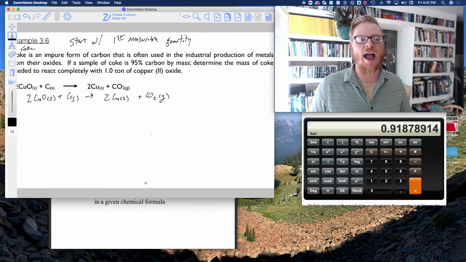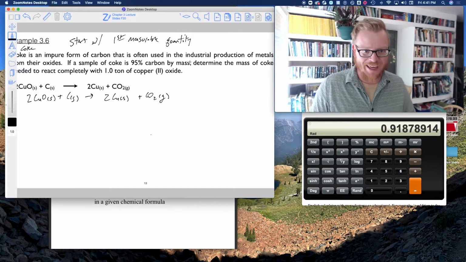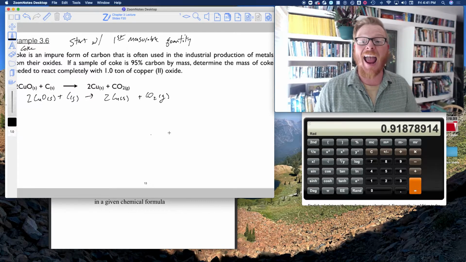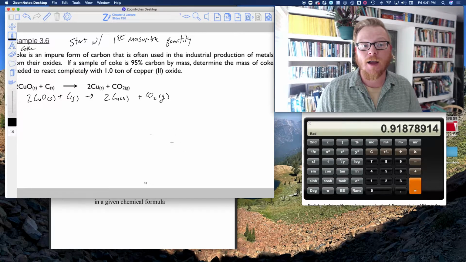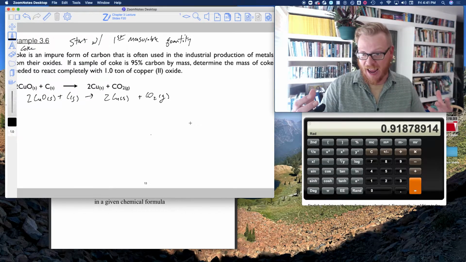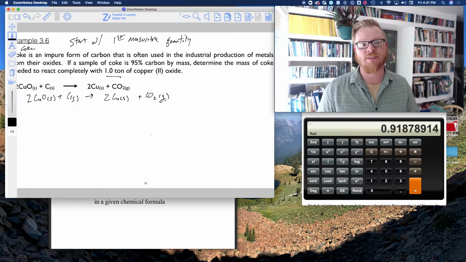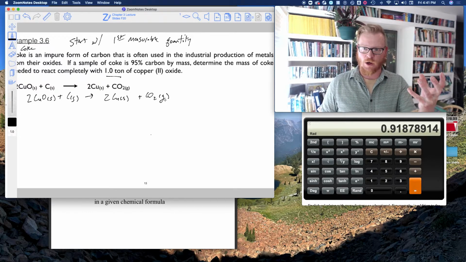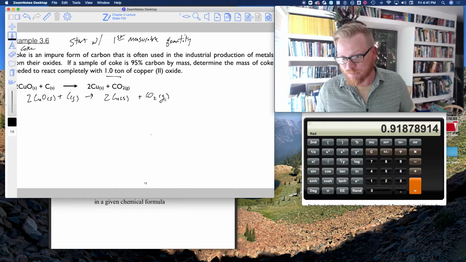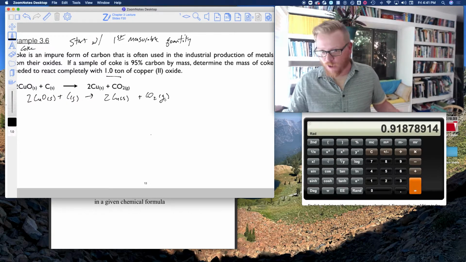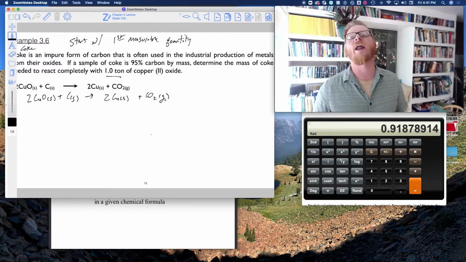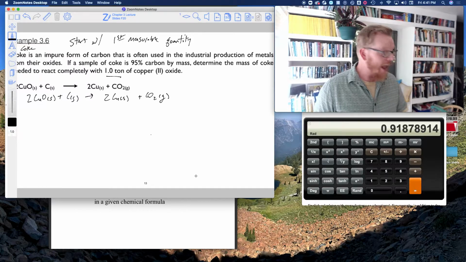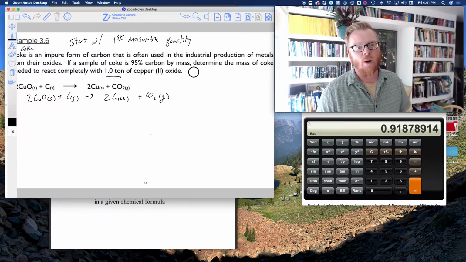Whether I have 1 gram of coke or 1 ton of coke, it is 95% carbon by mass. It's just telling us what it is. My actual measurable quantity is the amount that I have, the 1.0 tons. That's what I want to start with. I want to start with what I can physically put my hands on. Even though 1 ton, I could not pick that up. But all the same, you get the idea, I hope. Start with the quantity that we can measure or pick up. And I don't expect you to have memorized what a ton is.